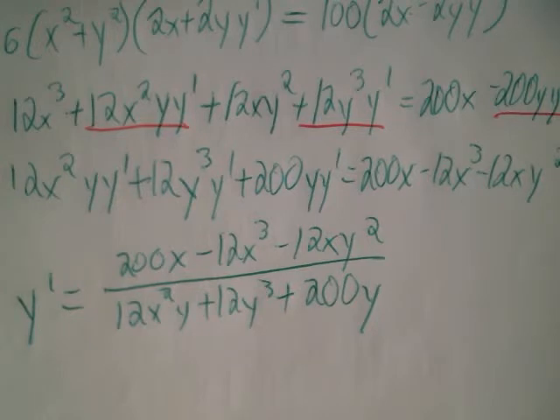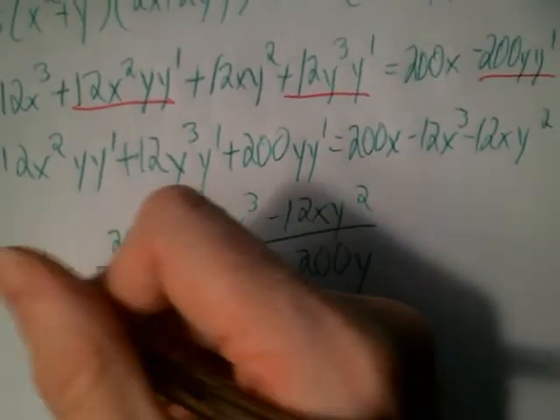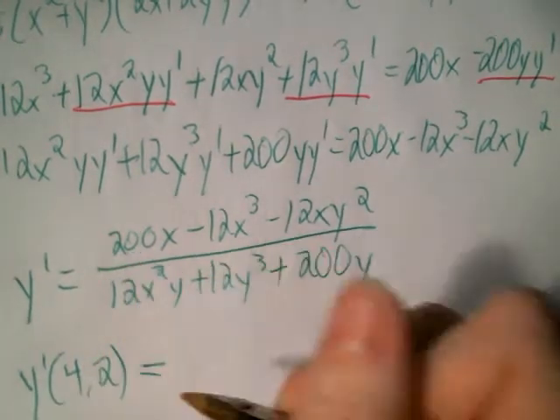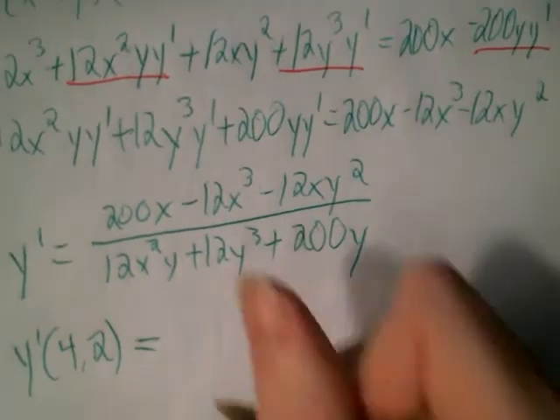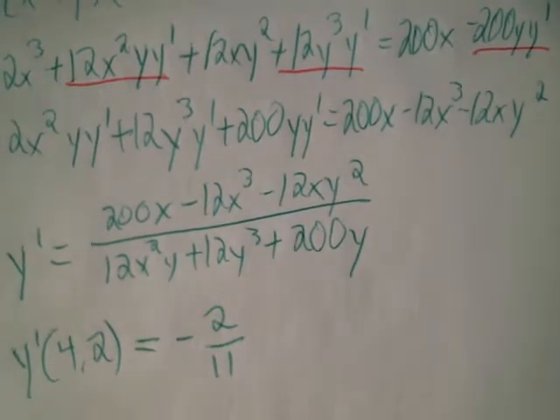So you just basically plug your point into this expression. So y prime of 4, 2. If you go through and do all the arithmetic, you should end up with negative 2/11. Okay? Okay, great.